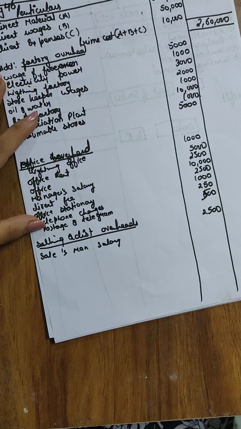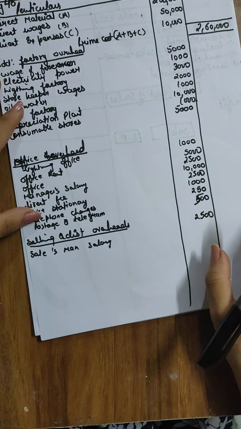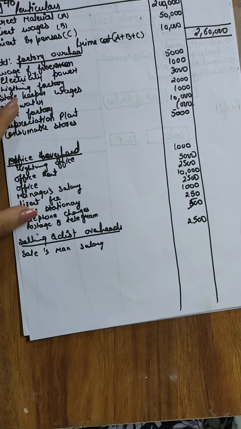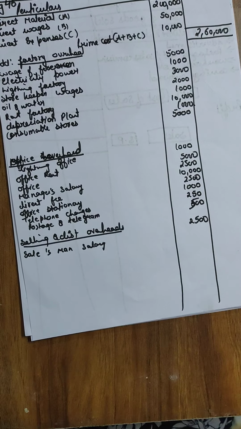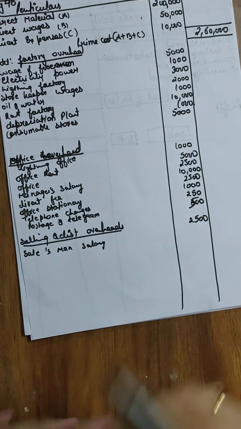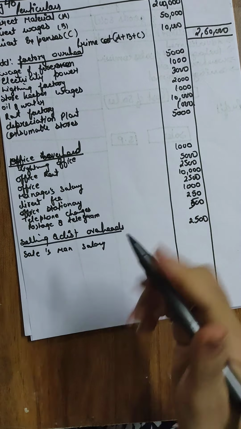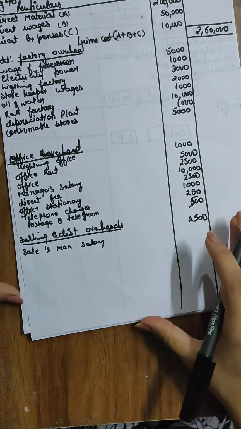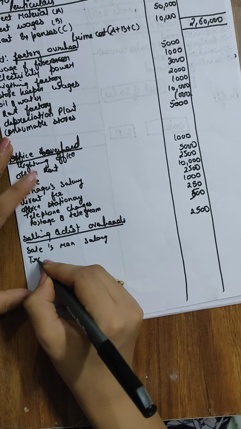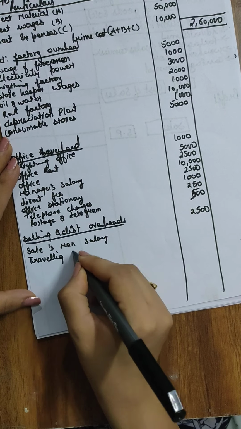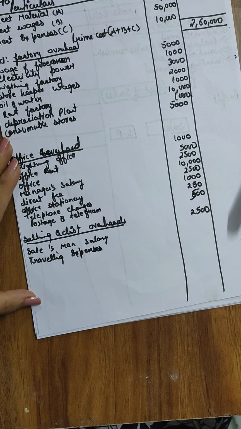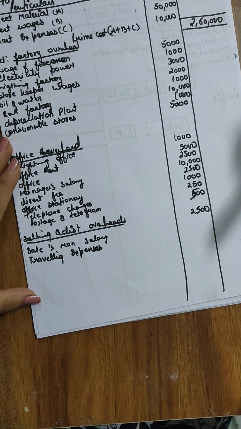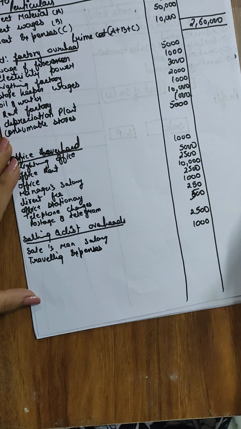Next thing given to us is traveling expenses. So traveling expenses is again related to selling and distribution, meaning the person is traveling to make the sales or to make the distribution. So it is again under the head of selling and distribution over here. Traveling expenses comes as 1000 over here.